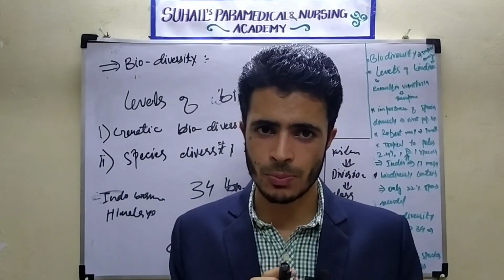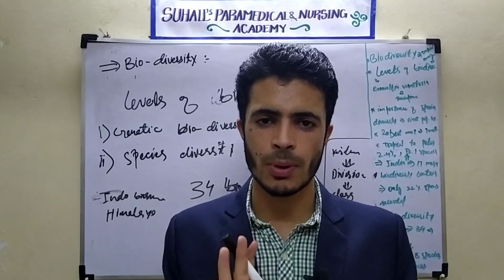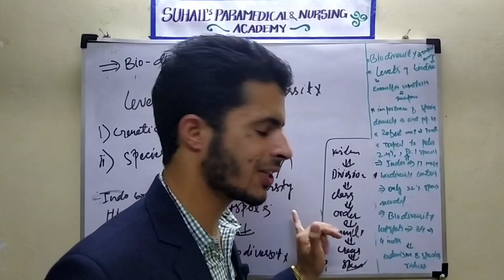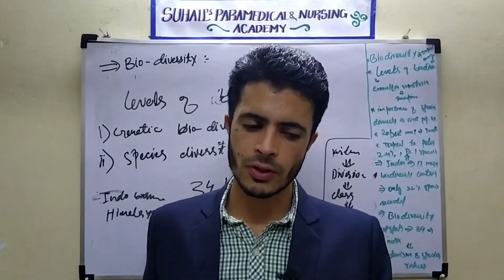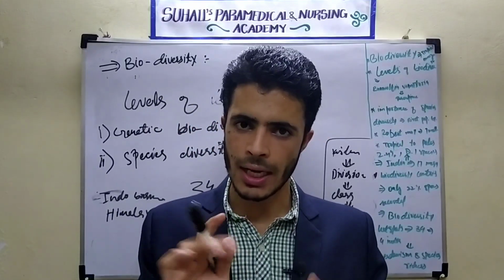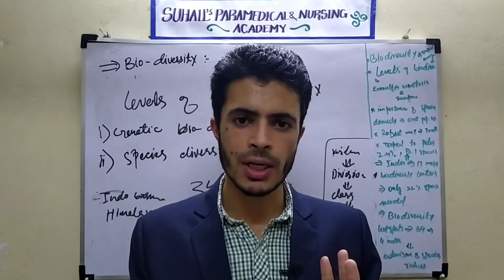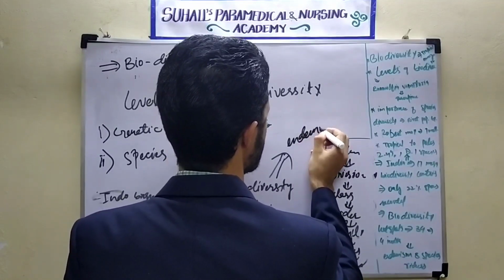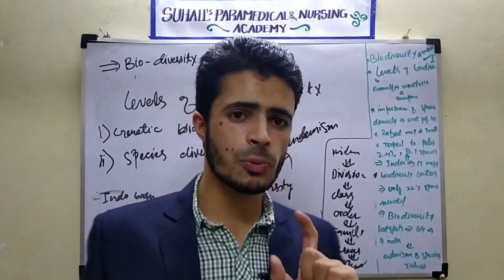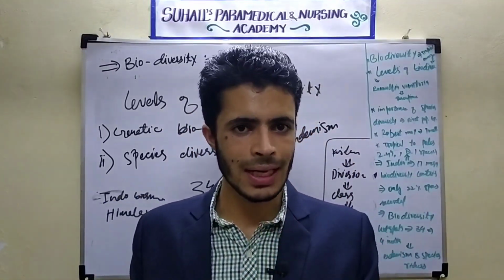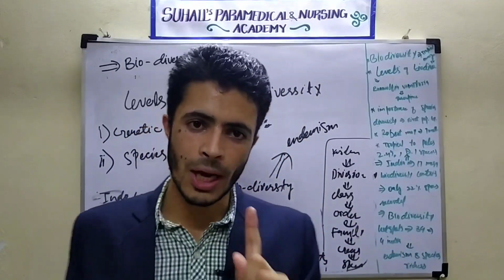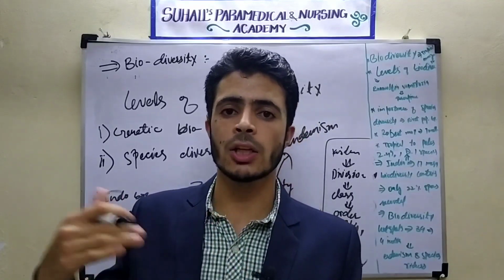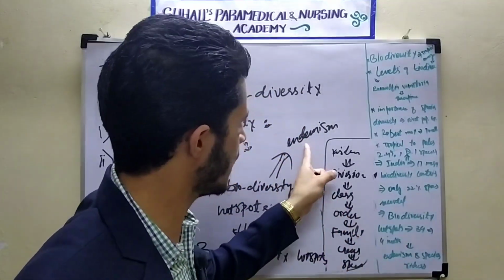Actually, why is it called a biodiversity hotspot? First, the species found in the biodiversity hotspot have a high risk of extinction. Second, these species show endemism. Endemism means that these species are not found anywhere else except that area. So a biodiversity hotspot is an area where species are found that are not found at other places.